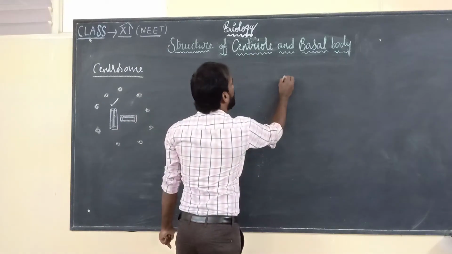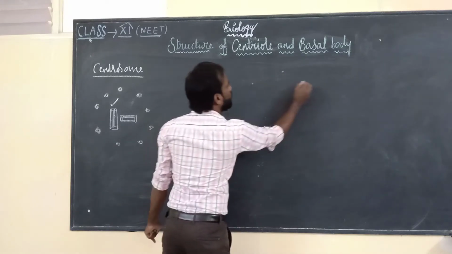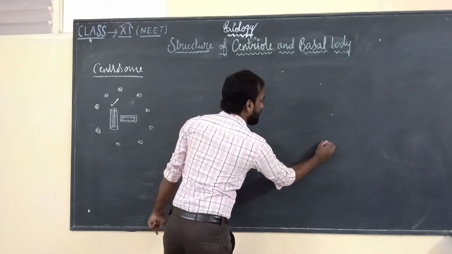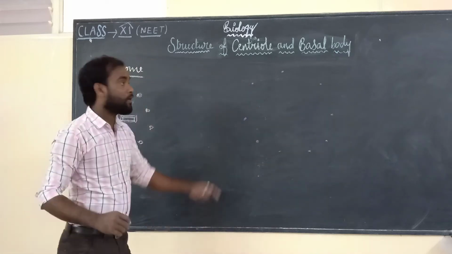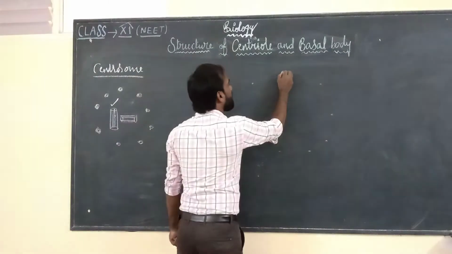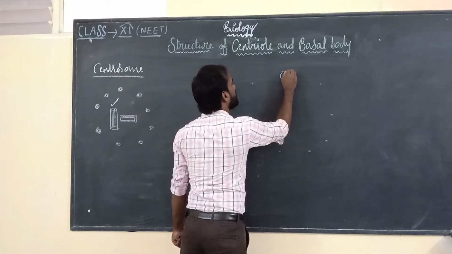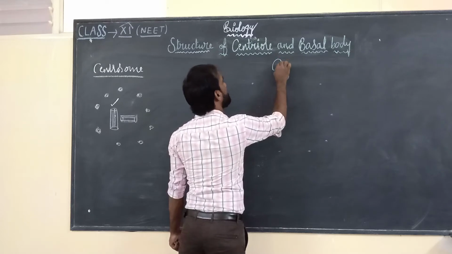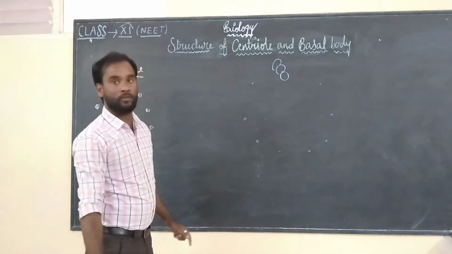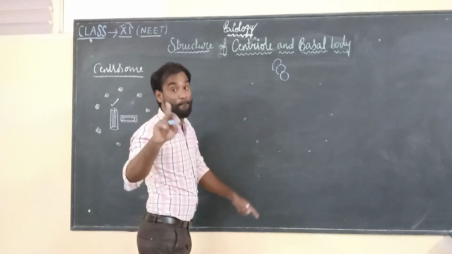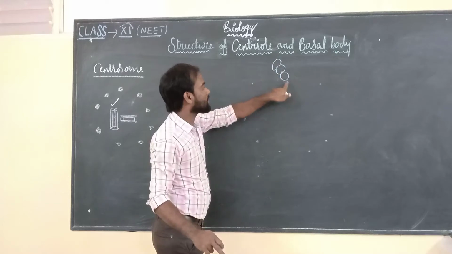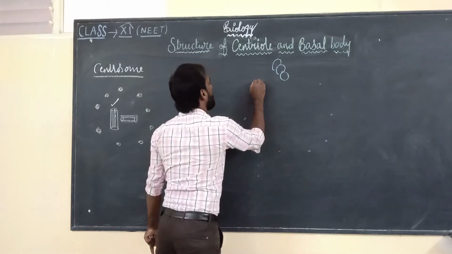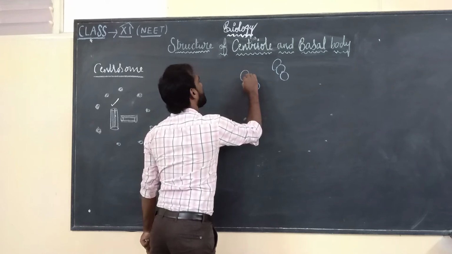So let me say, 1, 2, 3, 4, 5, 6, 7, 8, 9. Okay, 9 peripheral microtubules. I am drawing 9 peripheral microtubules. This is 1 peripheral microtubule. I told you each peripheral microtubule is a triplet, no? It has A, B, C. A towards inside, B center, C periphery. Here also, A, B, C.